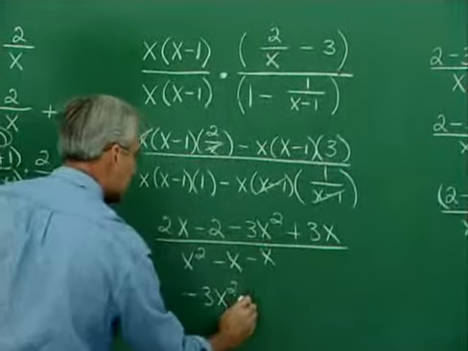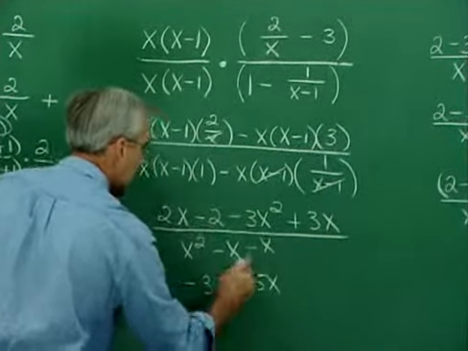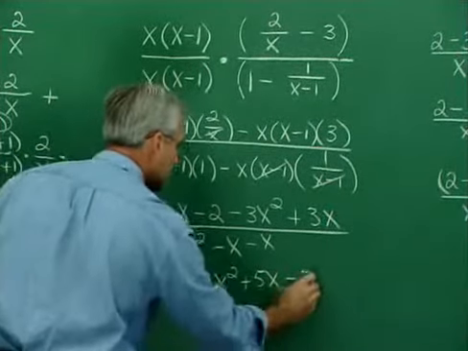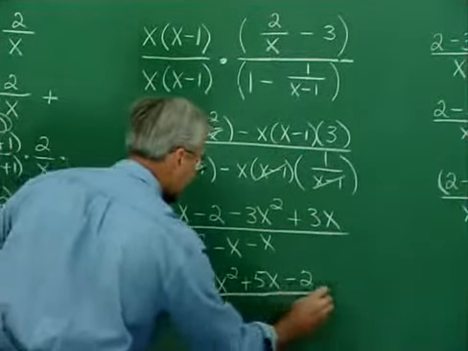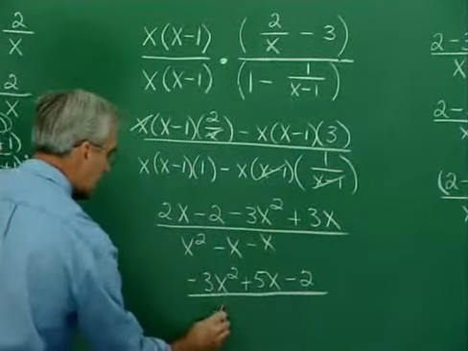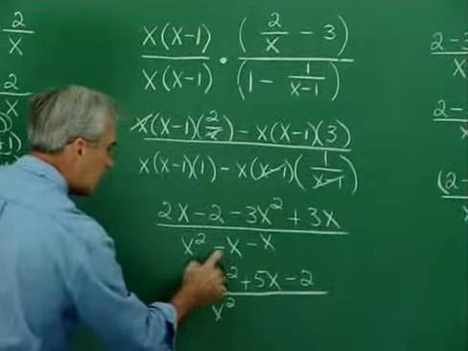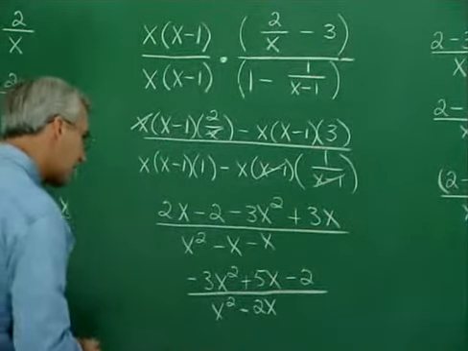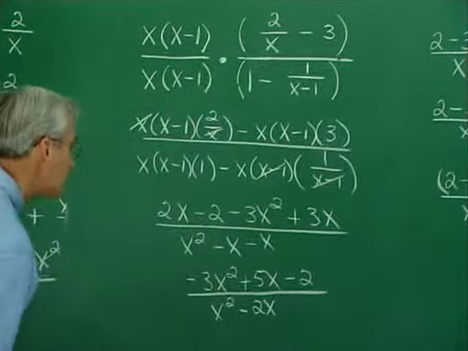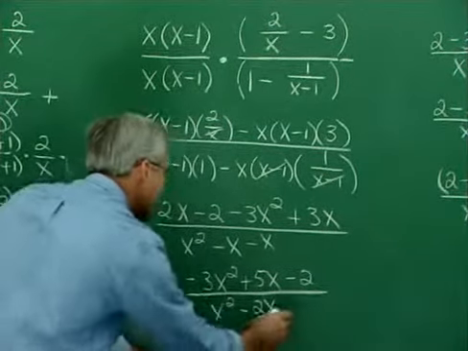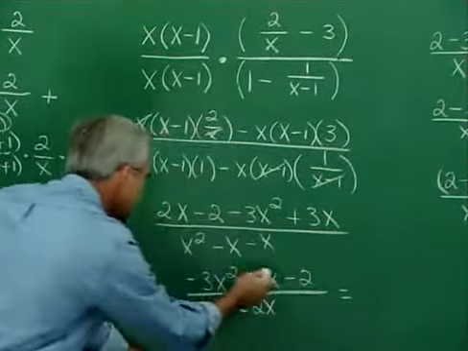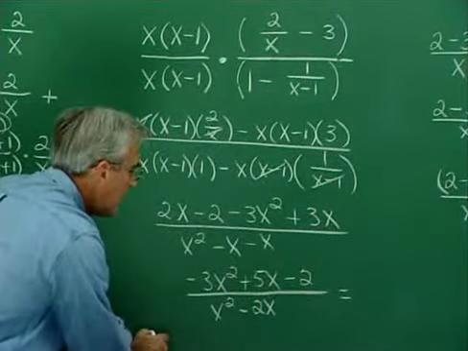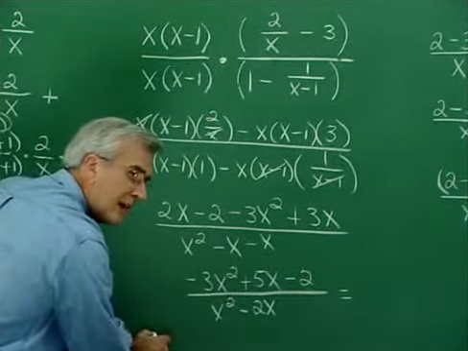Then 2x plus 3x is 5x. And then minus 2 is minus 2. And then in the denominator, let's see, I have x squared, then minus 2x. And I'd like to factor if I can. Let me see. I believe I have a factorization opportunity in this numerator. You know, I can probably see through the factorization.